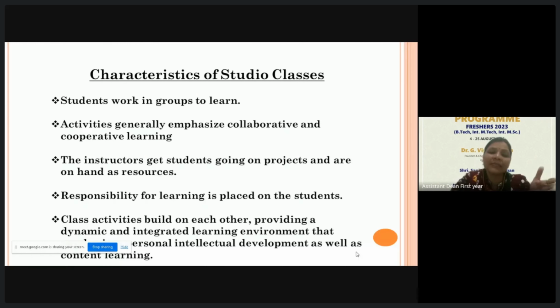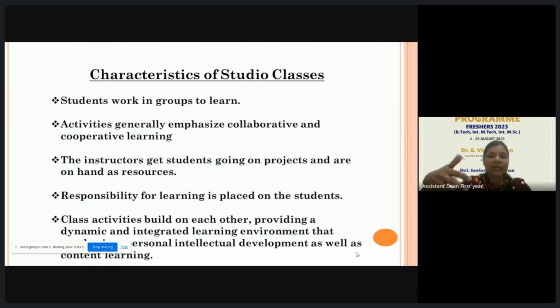Whenever we are applying many activities, it generally emphasizes collaborative and cooperative learning. The instructors get students going on projects and are on hand as resources. The instructors are acting as facilitators, not merely teachers or lecture deliverers. Responsibility for learning is placed on the students. As I mentioned, the teacher is only the facilitator. He is giving you a particular topic. Now the student is responsible for learning anything related to that topic, and hence the learning ability obviously increases. Class activities build on each other.